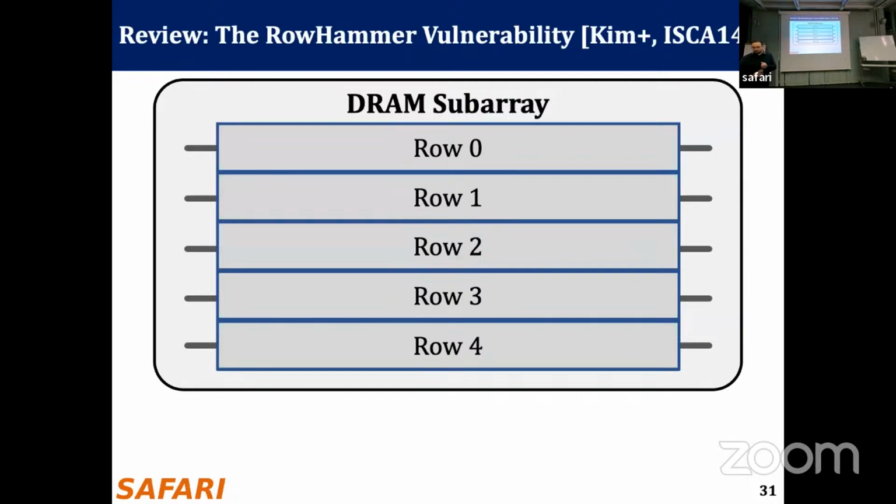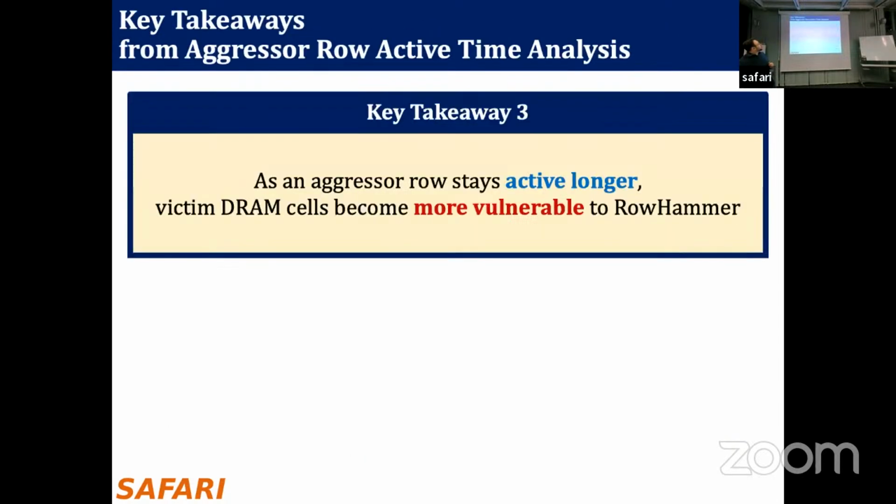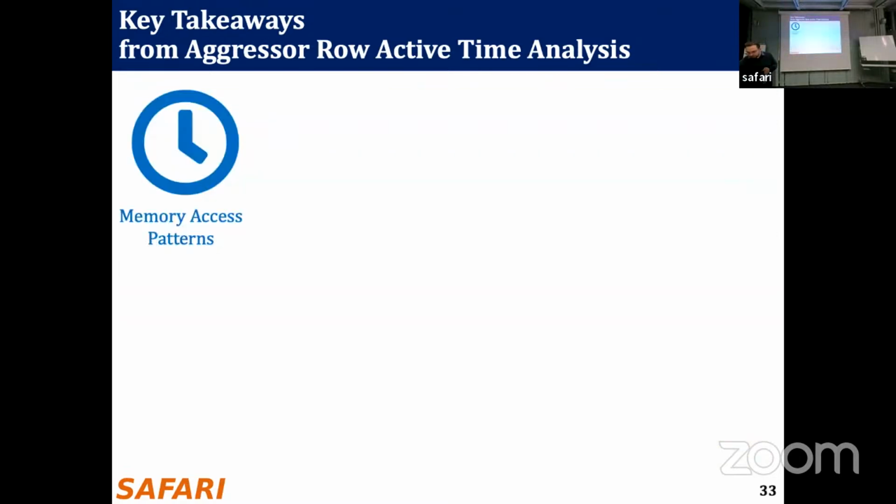Okay, so in memory access patterns, we looked into something particular. Actually, we didn't cover all the memory access patterns possible. So a quick recap of the RowHammer access pattern: you open this row and then close it, and then open, close, and then you have bitflips, right? So here what we did is, what if we keep an aggressor row active and just stand there for a longer time before closing it? And we also did the opposite. We closed the row and then waited for a long time.